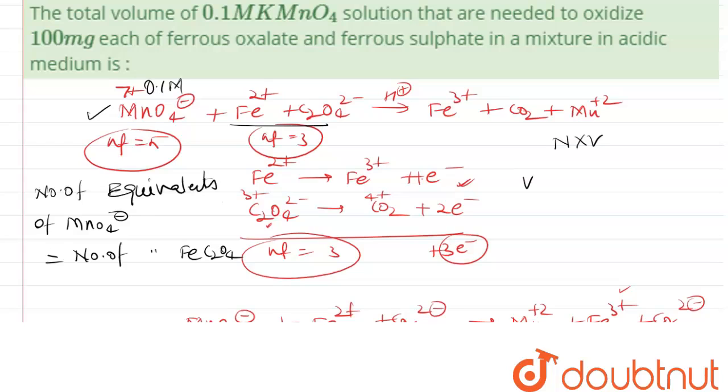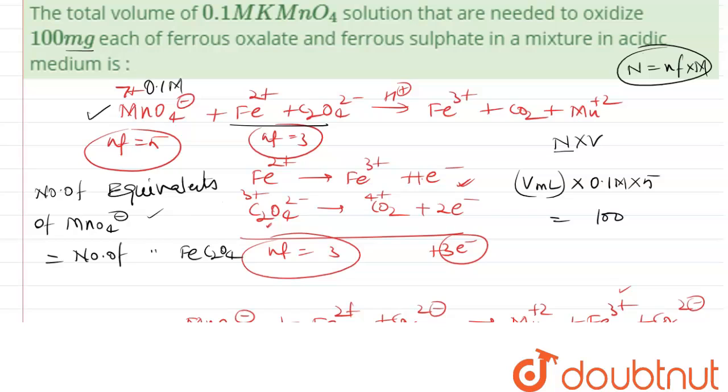So let's say we take V volume. Since the mass is in milligram, it is better if we use V ml. The molarity is 0.1 M and the N factor is 5, and normality is N factor into molarity. These are the number of equivalents of KMnO4.